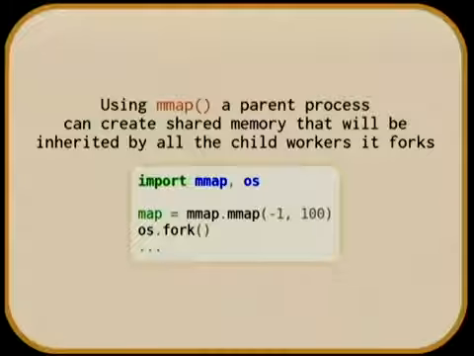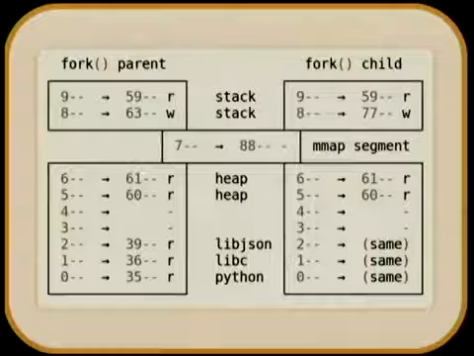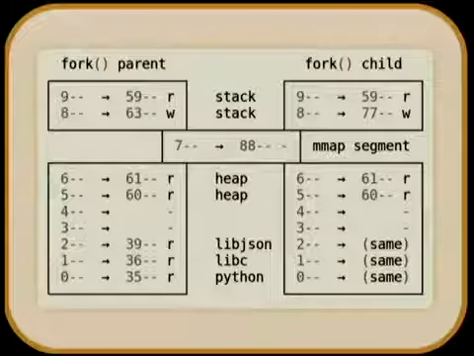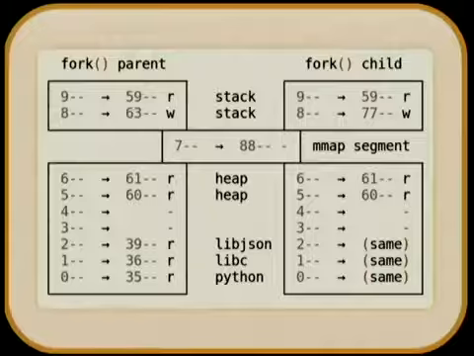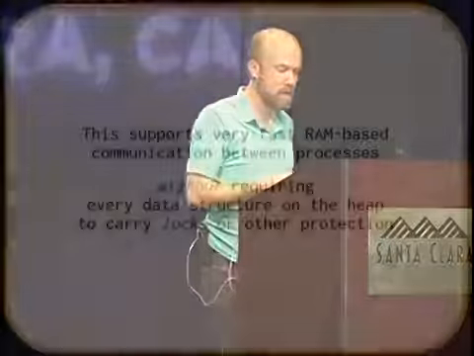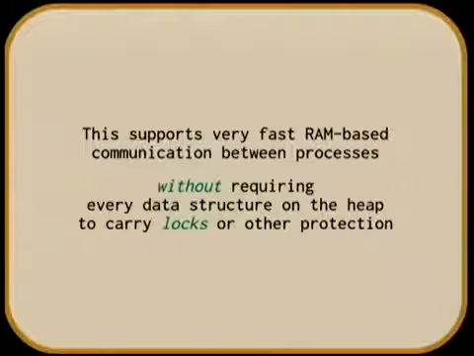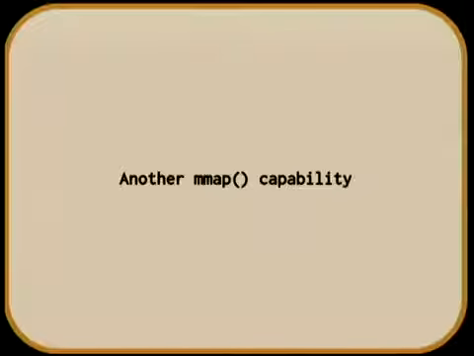Using mmap, which I believe also works under both Windows and Unix, you can create shared memory that will be inherited by all the child workers that the parent forks. What happens here is, like normal processes, they each have their own domain that only they can see, except for that mmap segment. It's some pages of memory they can write data to and see each other's writes to support very fast RAM-based communication without requiring every single data structure on the heap to carry locks or other protection.